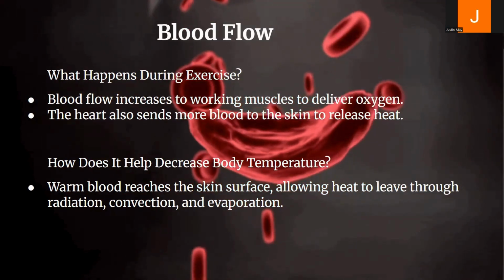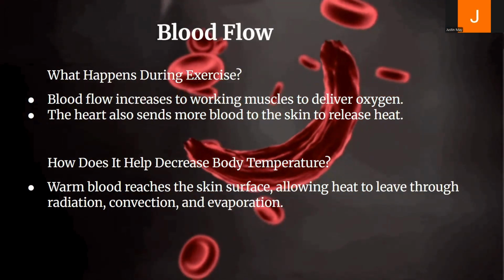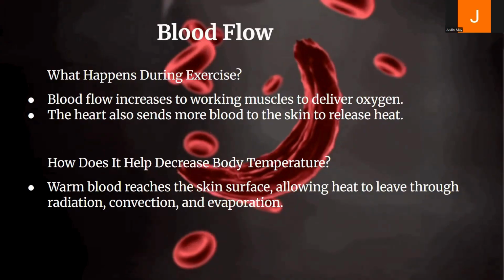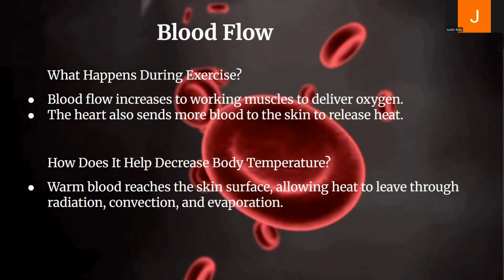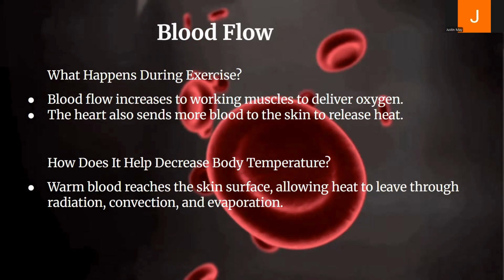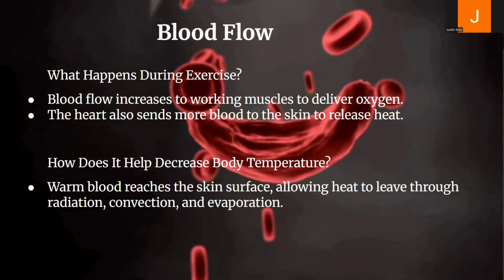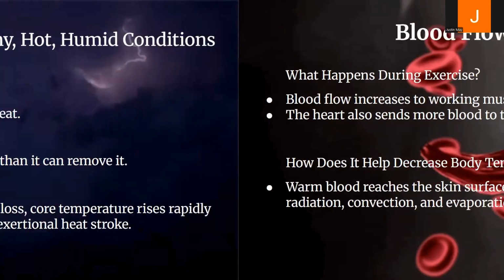Blood flow. What happens during exercise? Blood flow increases to working muscles to deliver the oxygen. The heart also sends more blood to the skin to release heat. How does it help decrease body temperature? Warm blood reaches the skin surface, allowing the heat to leave through radiation, convection, and evaporation.